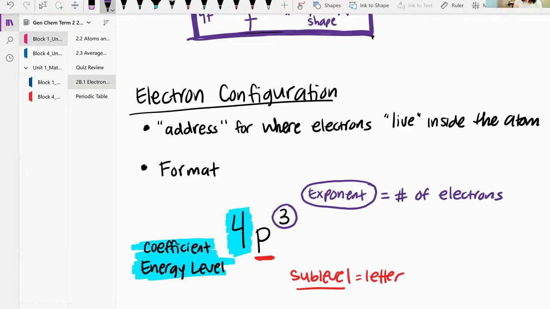So if I read this as 4p3, we would say, I know that there are 3 electrons living inside of the p sublevel, which is located in the 4th energy level. Okay, so there are 3 electrons inside of the 4p sublevel.